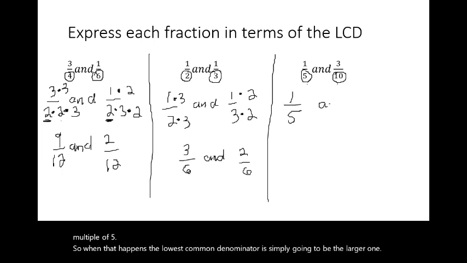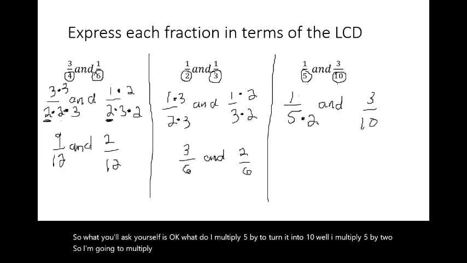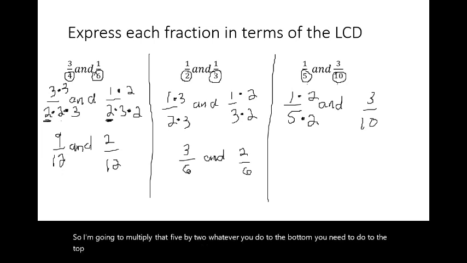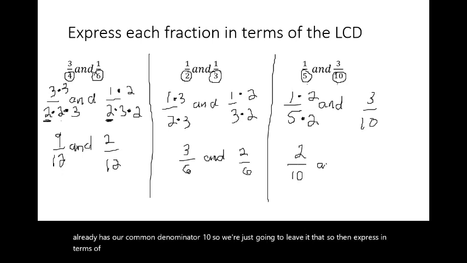So what you'll ask yourself is, what do I multiply 5 by to turn it into 10? Well, I multiply 5 by 2. So I'm going to multiply that 5 by 2. Whatever you do to the bottom, you need to do to the top. And that's it. You don't even need to touch this second fraction because it already has our common denominator 10, so we're just going to leave it like that. So then, expressed in terms of common denominators, we have 2 over 10, and the other one is going to be 3 over 10.